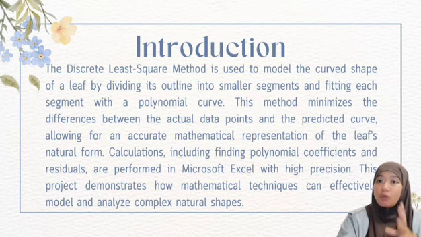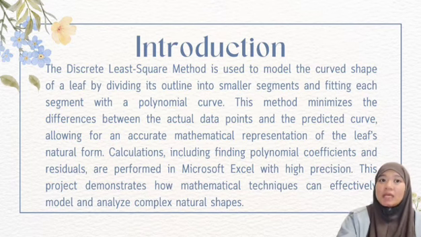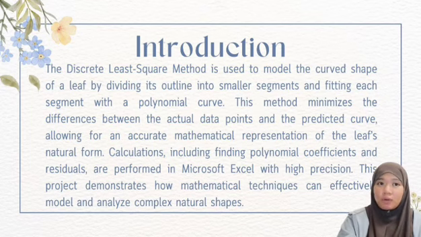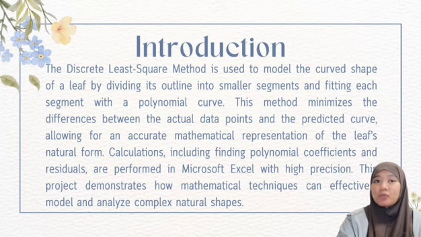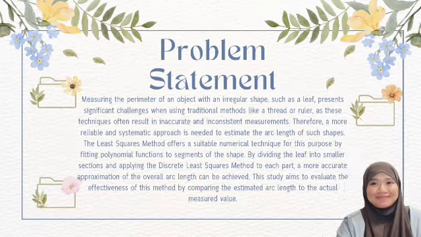The discrete least square method is used to model the curve shape of a leaf by dividing its outline into smaller segments and fitting each segment with a polynomial curve. This method minimizes the differences between the actual data points and the predictive curve, allowing for accurate mathematical representation of the leaf in natural form. Calculations, including finding polynomial coefficients and residuals, are performed in Microsoft Excel with high precision. This project demonstrates how mathematical techniques can effectively model and analyze complex natural shapes.